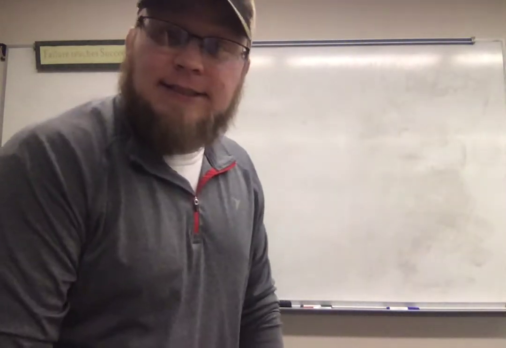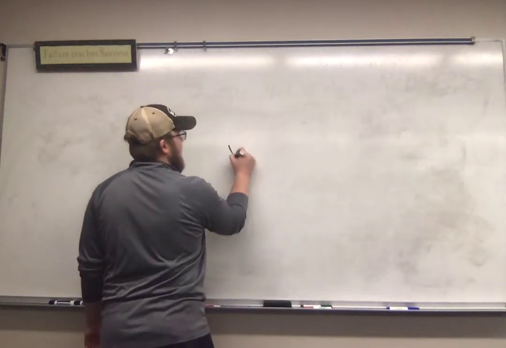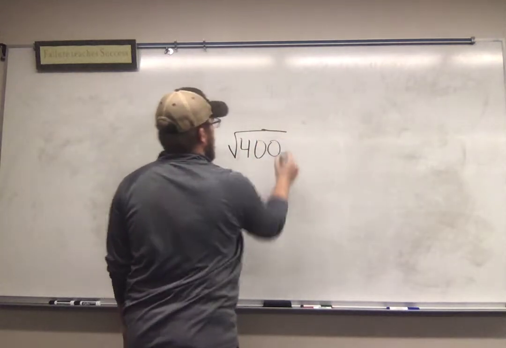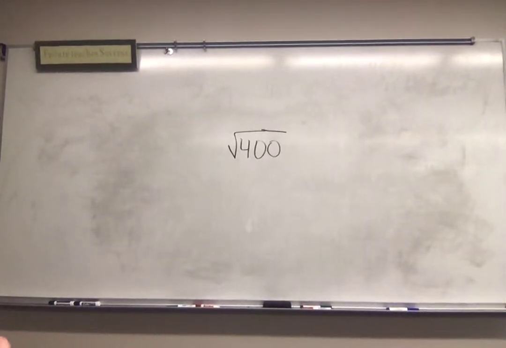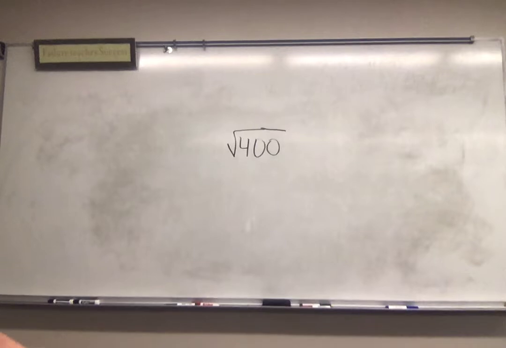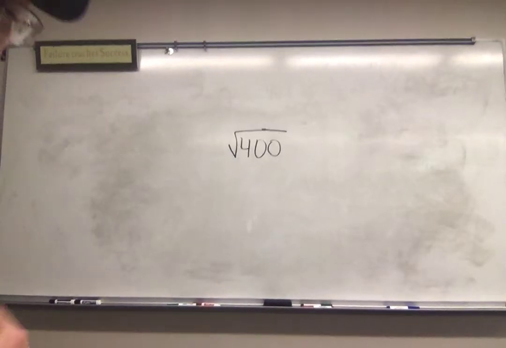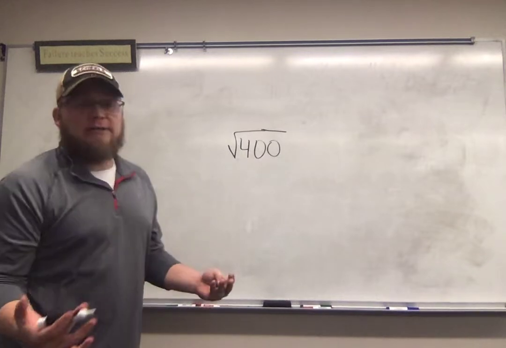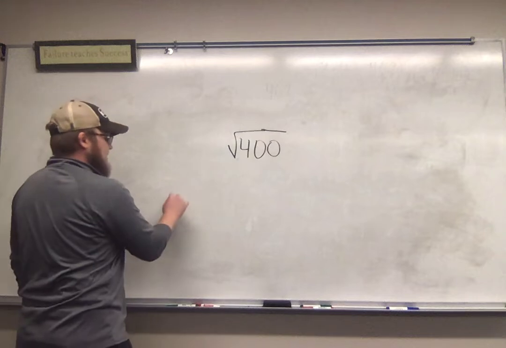Example 1, it says simplify the square root of 400. So remember now, the square root means we're looking for a number that I can multiply by itself that's going to equal 400. Well, we already know before, right? 10 times 10. I'm just trying to get a ballpark, because let's say I don't know it. I'm trying to figure out where I should start my guess at. I know 10 times 10.